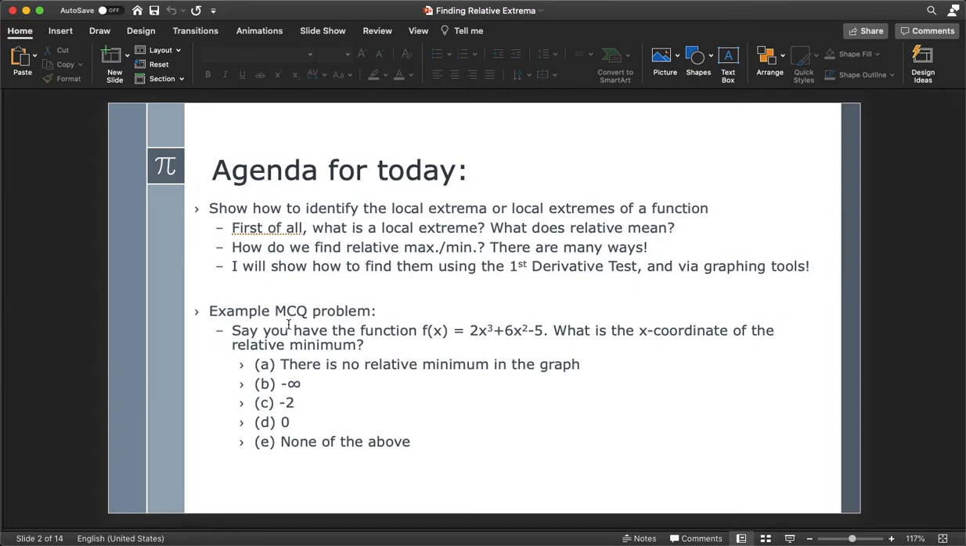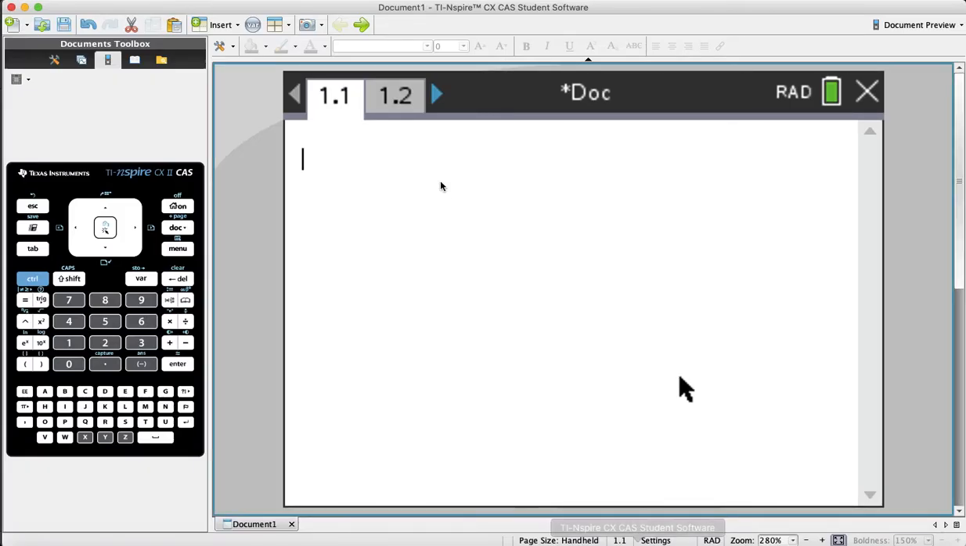Okay, so the example MCQ problem is: say you have the function f of x equals 2x cubed plus 6x squared minus 5. What is the x coordinate of the relative minimum? And we have a couple of options here. Well, first, let's try graphing this. So let's go to our handy dandy Ti-Nspire.